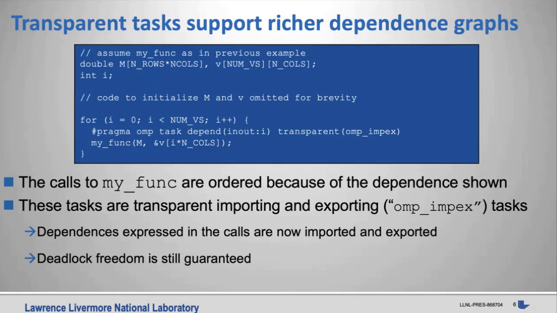Again, this example is available in the examples document, and it explains in much more detail how the dependencies are going to be enforced and why they allow you to get the concurrency you want while still honoring the dependencies across the separate tasks that encounter the call to myfunc. All right.